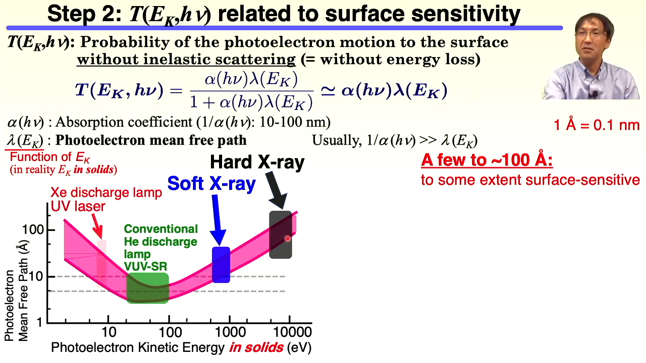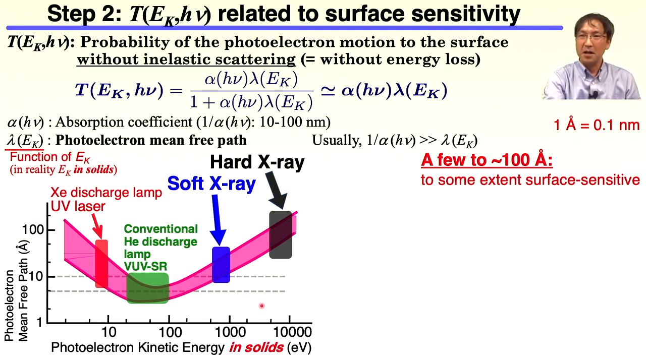On the other hand, when the kinetic energy becomes lower than the minimum range, below 10 electron volt, corresponding to the xenon discharge lamp and UV laser, the mean free path sometimes, but not always, becomes longer again. In this sense, this kinetic energy corresponds to the observed kinetic energy in vacuum plus a few to several electron volt, because this axis represents the photoelectron kinetic energy in solids, which cannot be accurately evaluated.